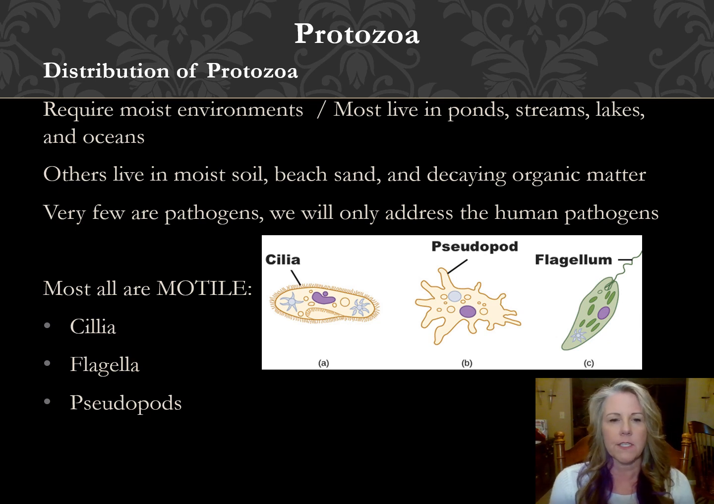Some other characteristics. Most all are motile. Motile means that they can move around. And how they move around is one of 3 ways. Either they have cilia, or they have flagella, or they can move around with what we call pseudopods. That's more like how an amoeba moves, where you have some cytoplasmic streaming. But they are motile and able to move around.